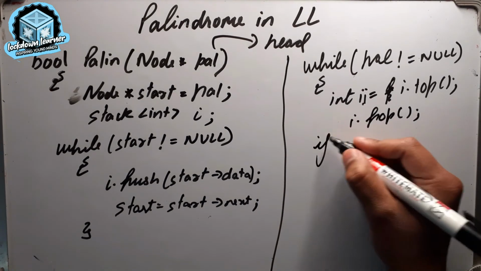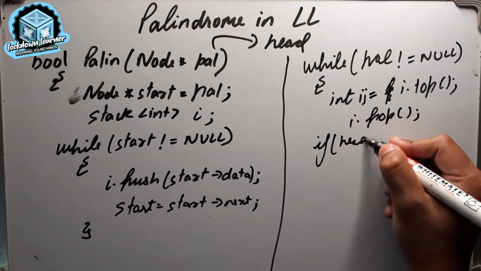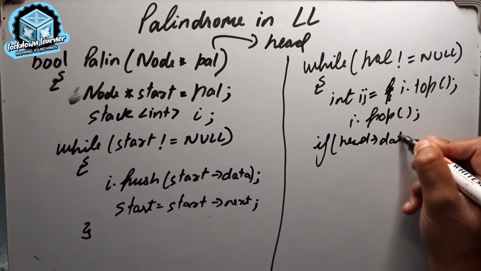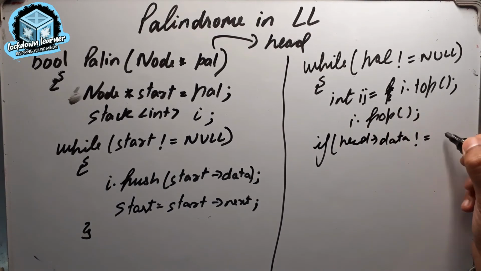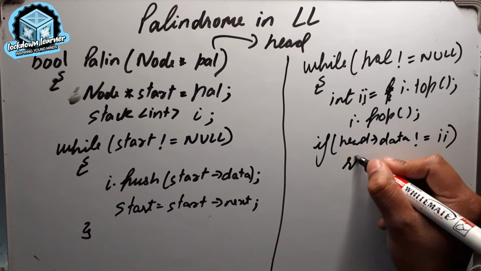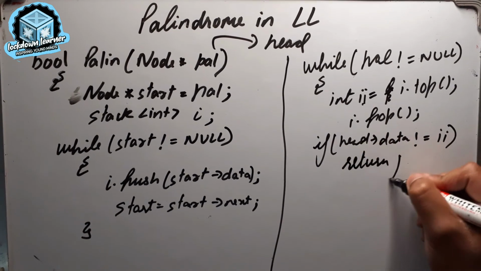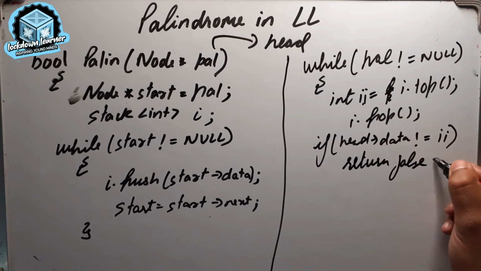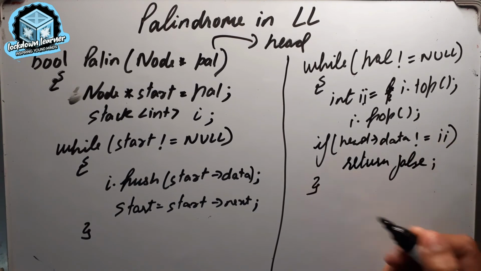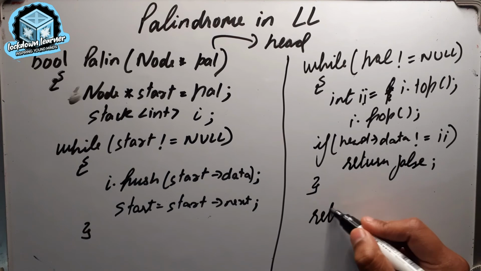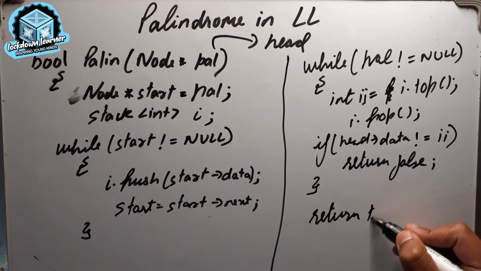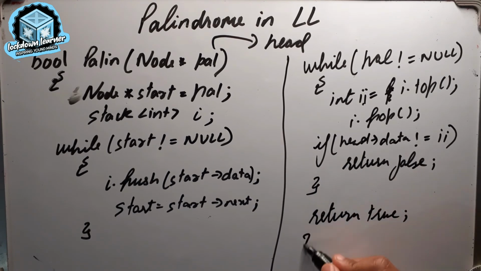So if head of data not equals to I, then return false. Okay, and else we are having return true. Okay, so basically this is the program which we are doing. This is easy.